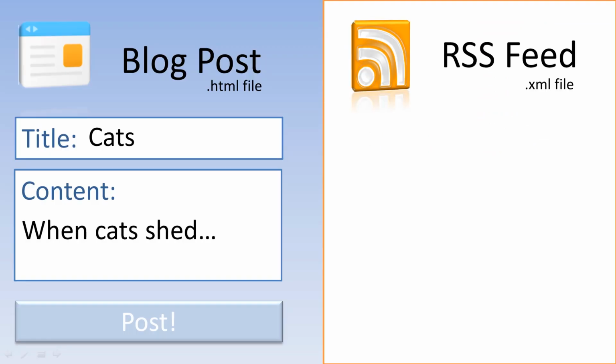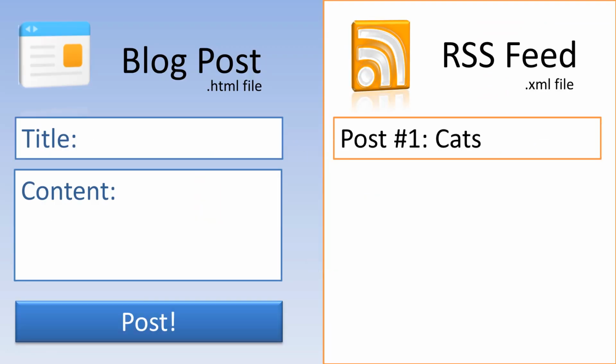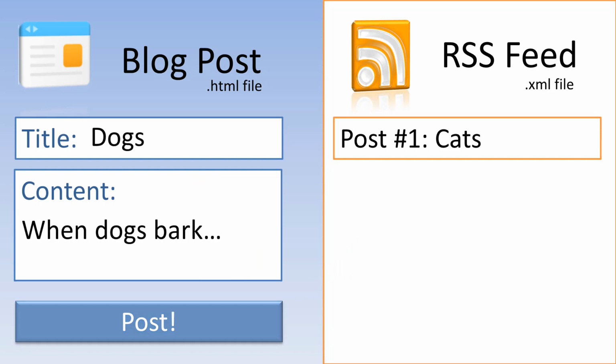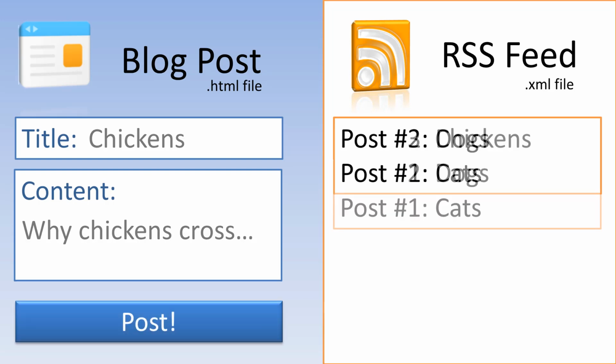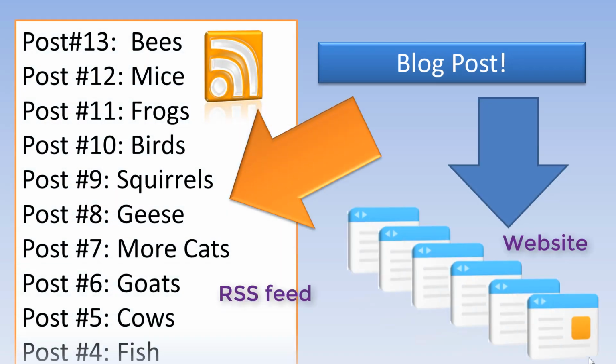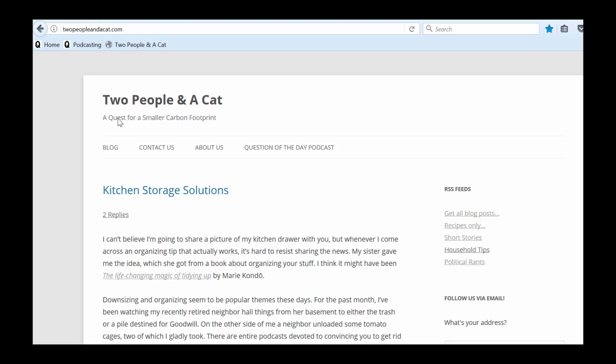What isn't obvious is that WordPress has some built-in RSS feeds that are automatically updated whenever you make a new blog post. By default, your RSS feed will contain 10 of your most recent blog posts. This is a number that can be changed in your WordPress settings under reading. So here we are back at my blog, and we've made a post, and here it is at twopeopleandacat.com. What's really cool about this is in the background, WordPress is generating an RSS feed.